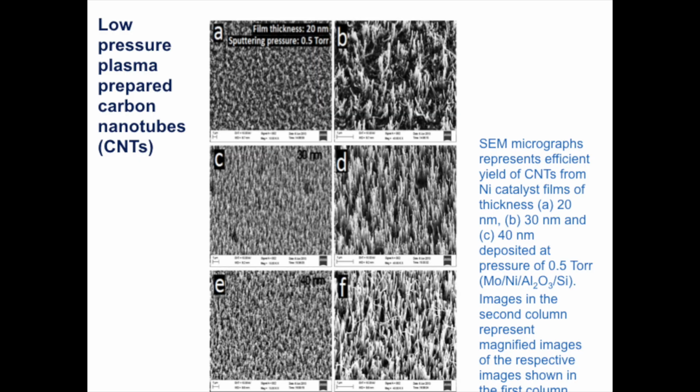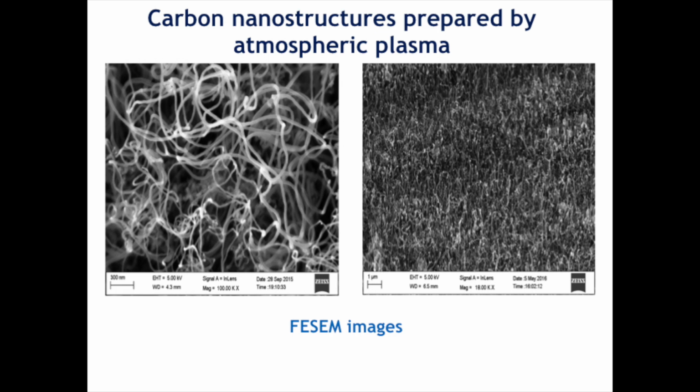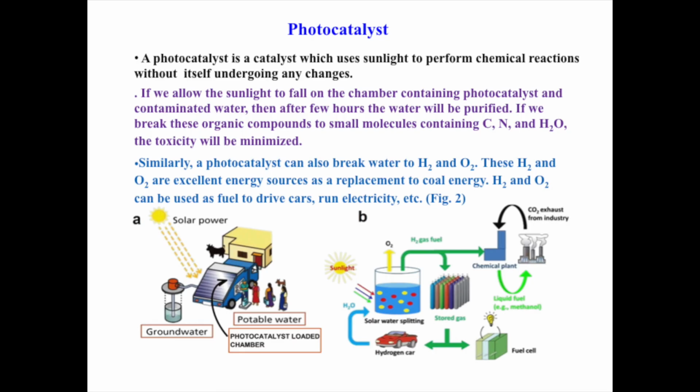In our group, scientists have developed some nanotubes. Those are low pressure plasma. I think you already have the idea of plasma. So low pressure plasma prepared carbon nanotubes. So these are carbon nanostructures prepared in atmospheric plasma. We also developed some photocatalysts.